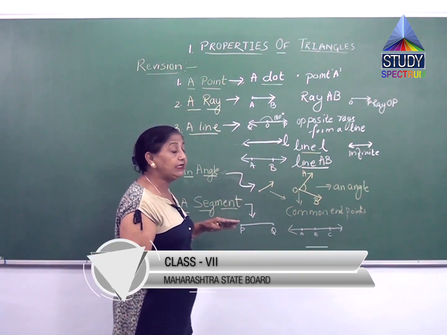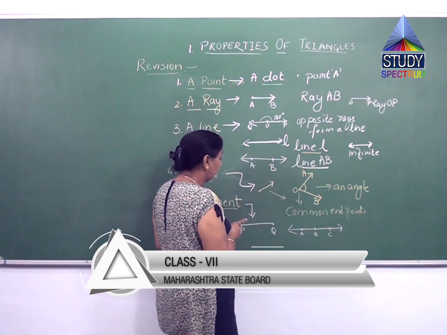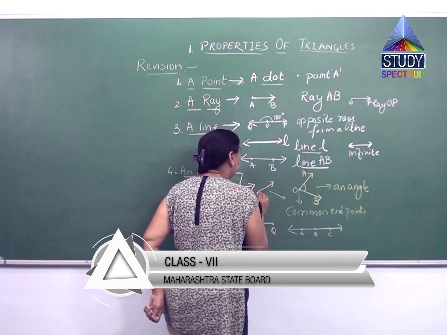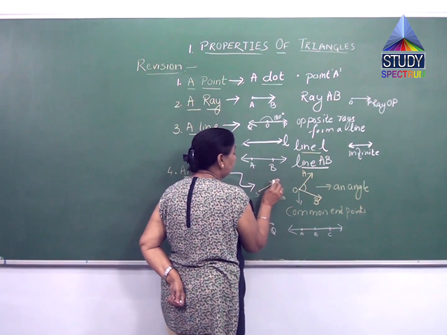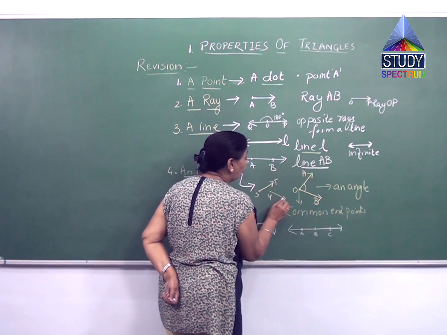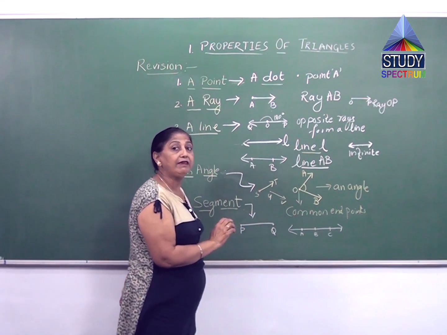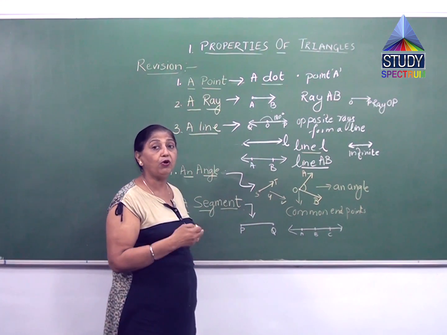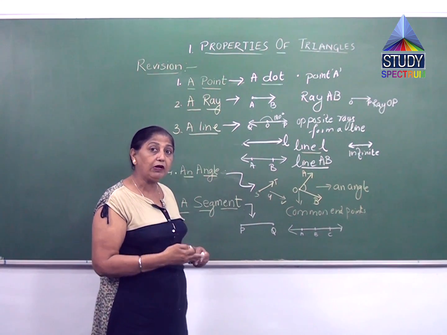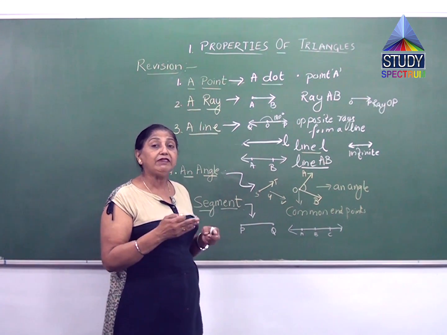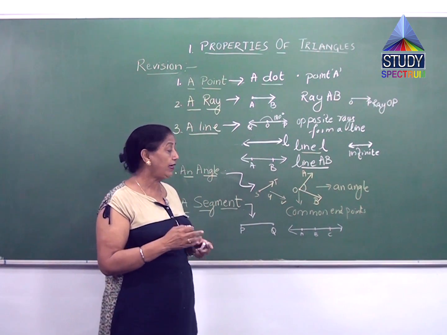Now if I take two non-collinear rays, that is shown over here. Suppose this is S and T, so this ray lies in this direction, and here UV, so this ray lies in this direction. So they are not in the same position, so they are known as non-collinear rays. Now when two non-collinear rays have the same endpoint, then the two rays form an angle.